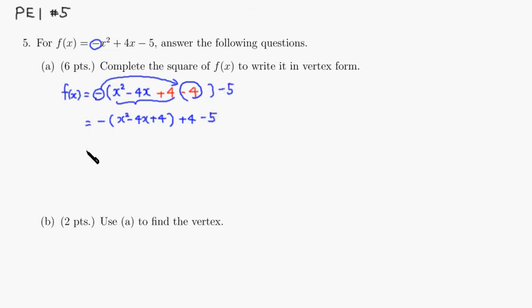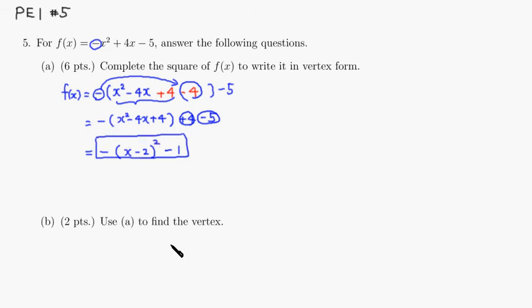Then we can complete the square: negative, quantity x, 1/2 of this number is negative 2, quantity squared. And combining positive 4 and negative 5, you have negative 1. So this is the f of x in vertex form.